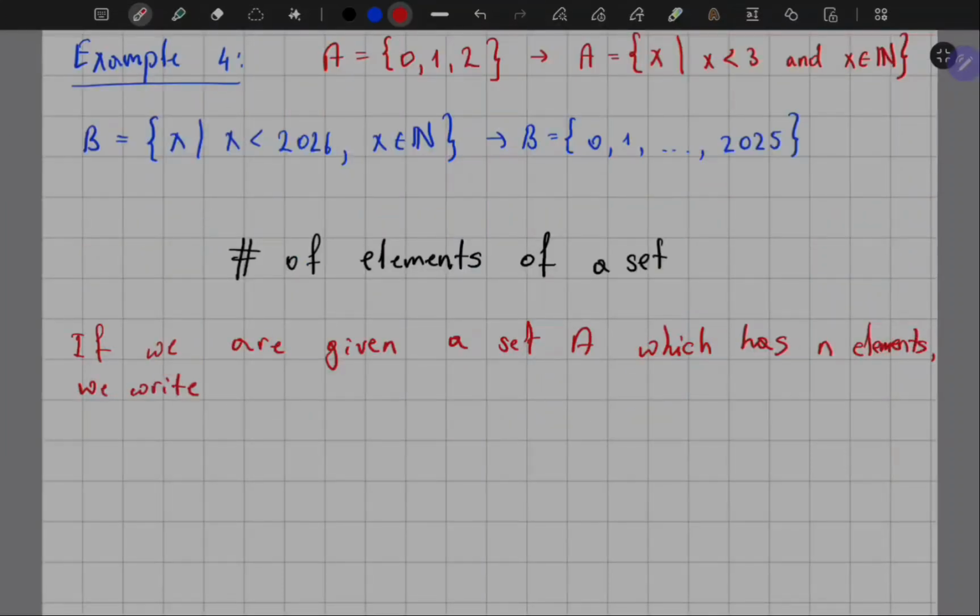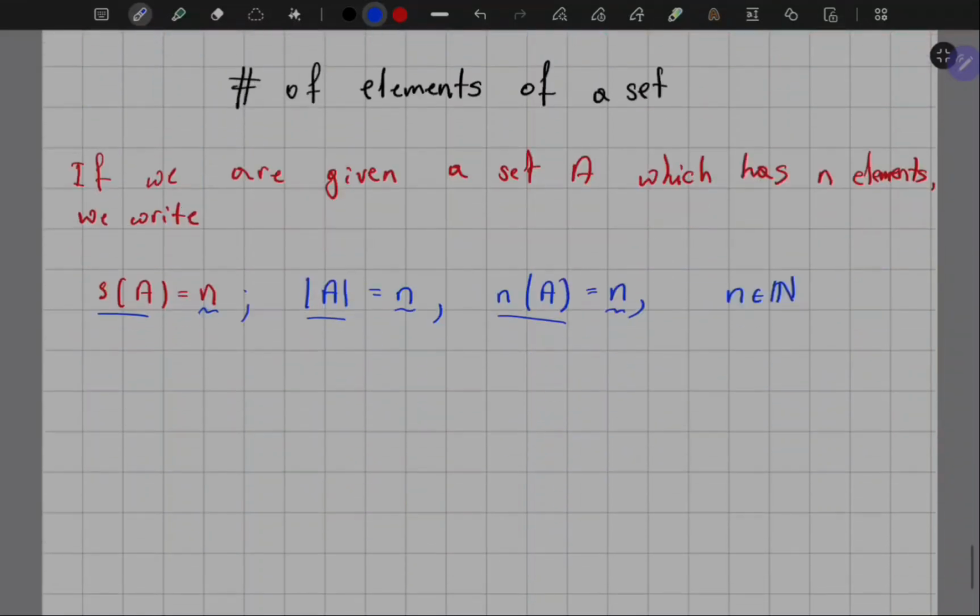Now, if we are given a set A which has n elements, we write this as s(A) equals n. Here n is the number of elements of set A. Also, we can use absolute value bars to represent the number of elements of set A, and this is read as the cardinality of A, which is equal to n. In some resources, it's denoted as n(A) equals n. All of these are the same thing, just their notations are different. Of course, here n is an element of the natural number set. Let's write an example.